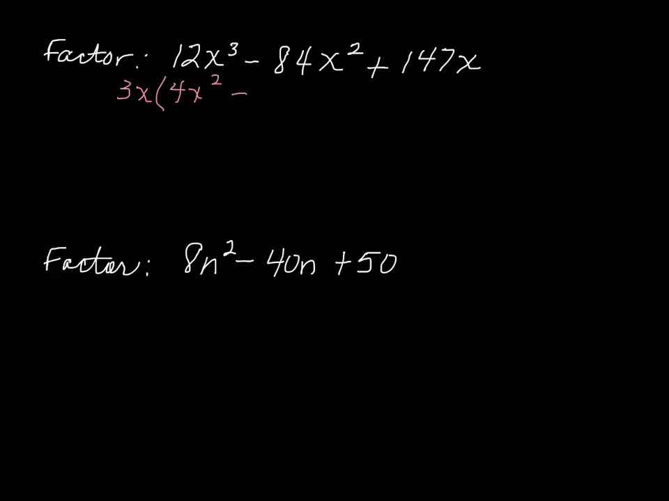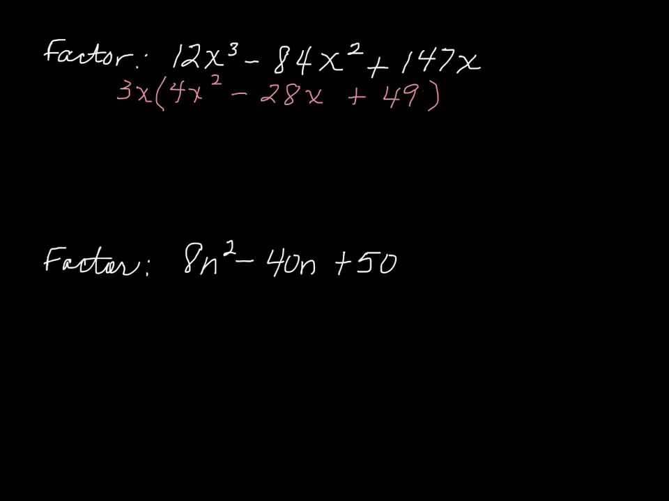Once you factor out the GCF, you have 4x squared minus, what's 20? I think this is 28. 84 divided by 3 is 28x plus, and then 147 divided by 3 is 49. 49, not 49x. 49.